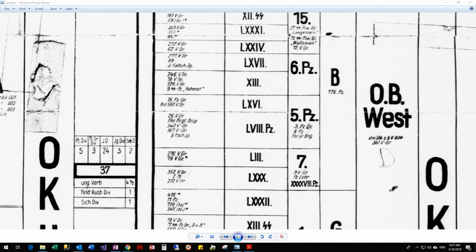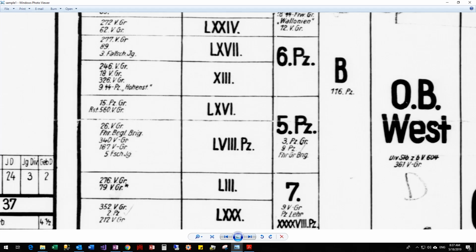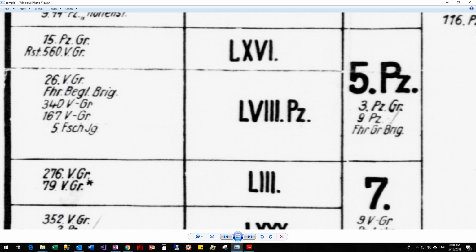If we zoom in on Army Group B, we see that it has the 15th Army, the 6th Panzer Army, the 5th Panzer Army, and the 7th Army. And they have reserve units under each. Some of those also have reserve units. So if we focus in on the 5th Panzer Army, we see that the 5th Panzer Army has the 3rd Panzer Grenadier as a reserve unit, 9th Panzer, and the Führer Grenadier Brigade.